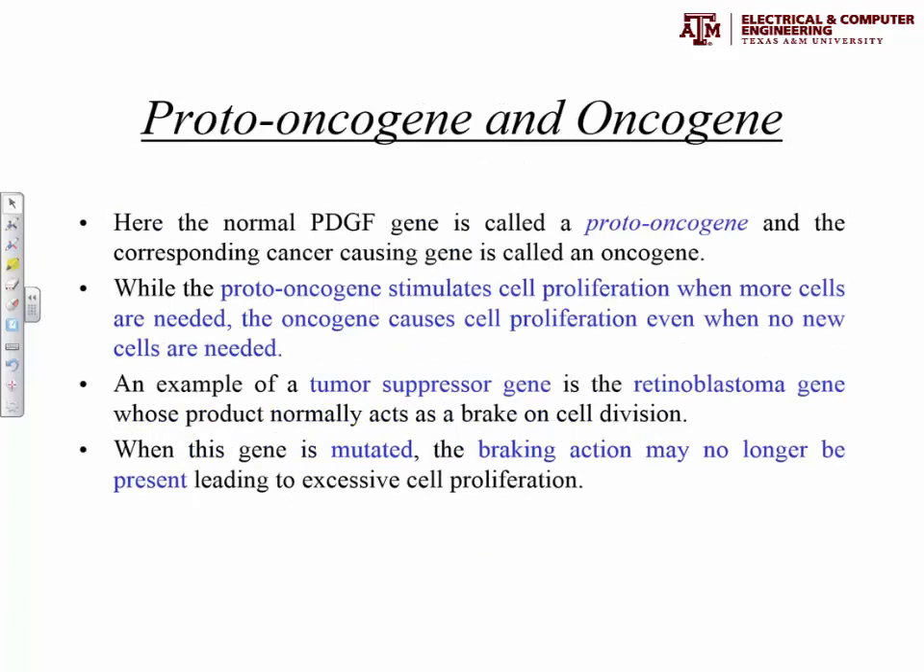So here, the normal platelet-derived growth factor gene is called a proto-oncogene. That means before it has become an oncogene. And the corresponding cancer-causing gene is called an oncogene, right? While the proto-oncogene is going to stimulate cell proliferation when more cells are needed, like for example, when you have a cut, right? This particular one will stimulate the production of more cells. The oncogene is going to cause cell proliferation even when no new cells are needed, right?